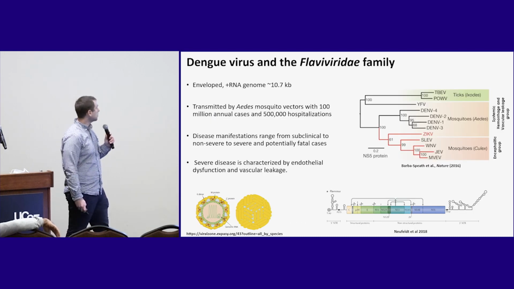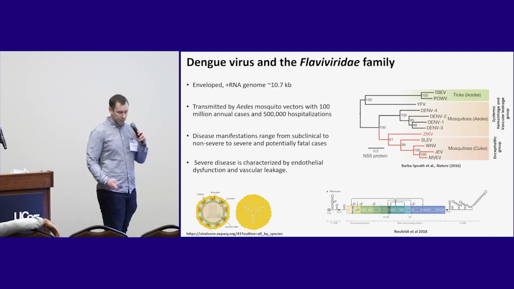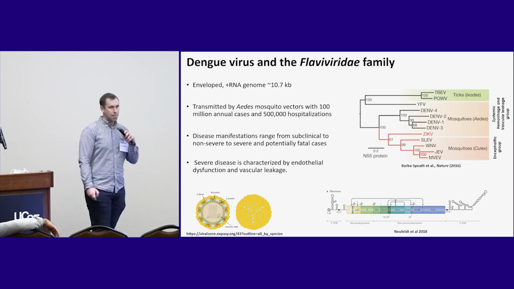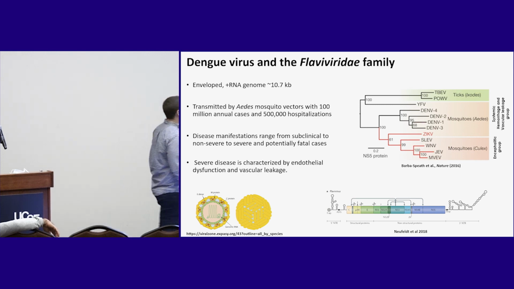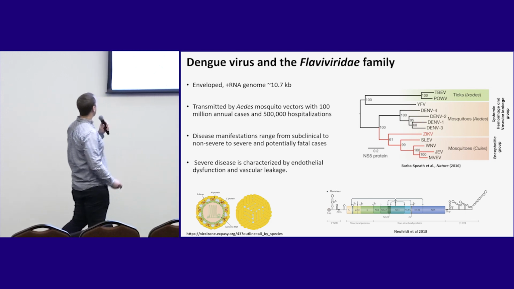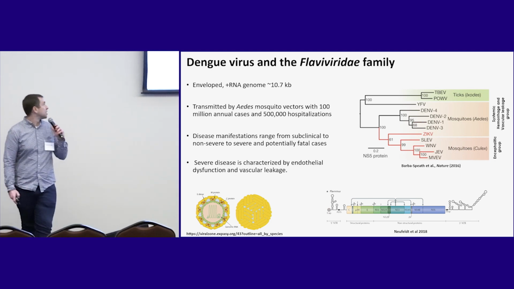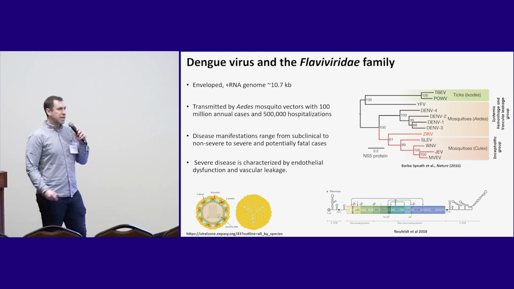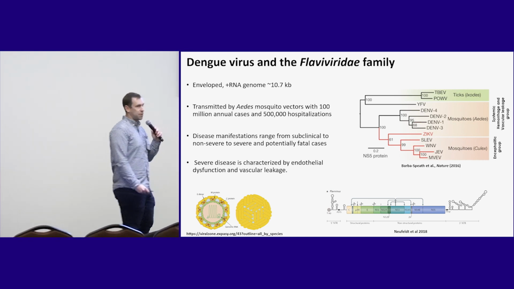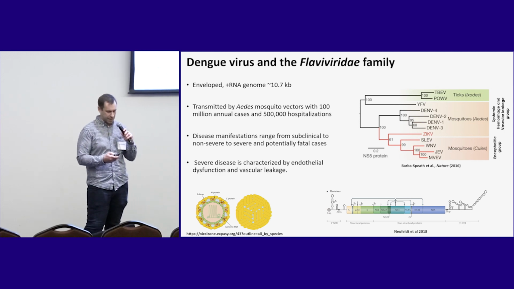So dengue virus is a member of the Flaviviridae family. These viruses are enveloped with a positive sense RNA genome, about 11 kb. And this family contains many medically relevant viruses, including West Nile virus, Japanese encephalitis, and yellow fever virus. And they're transmitted by Aedes mosquitoes. And dengue is really unique because about 1 out of 2 people live in areas that are endemic for these mosquitoes and thus are at risk for infection.